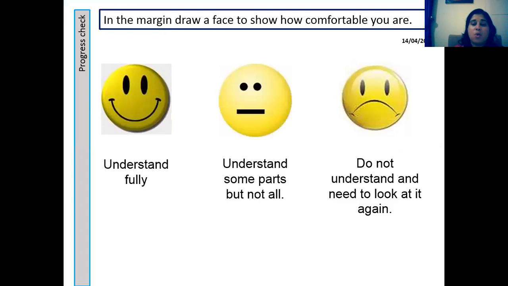So, what do you understand today? Are you happy because you understood the lesson completely? Or you're just okay because you missed some parts and you are not clear with some parts? Or you are feeling very bad because you have not understood anything? Tell me your feedback.